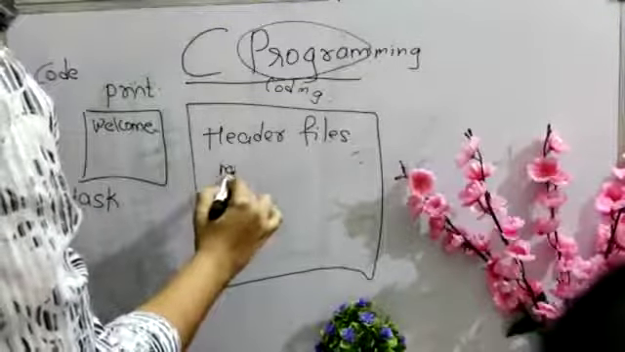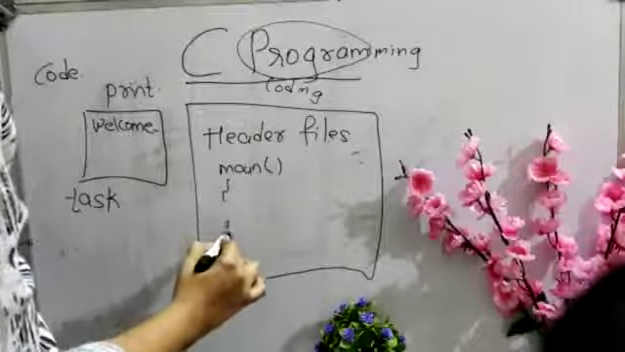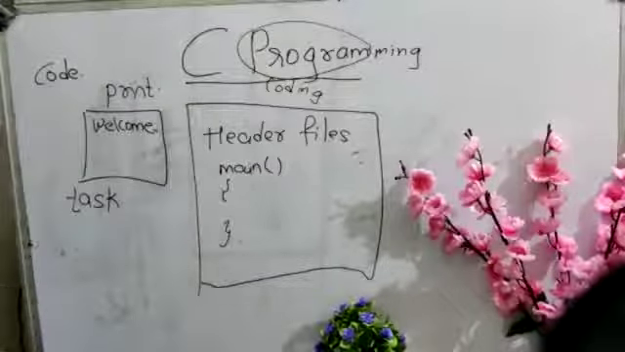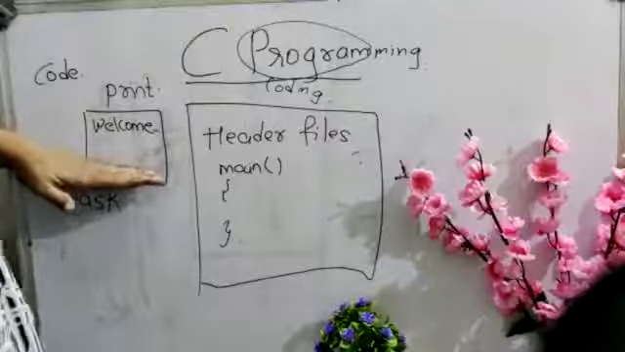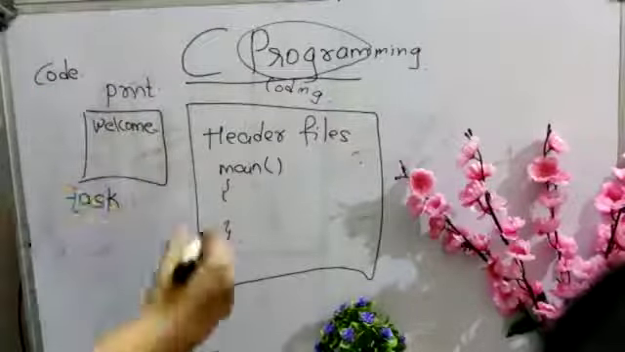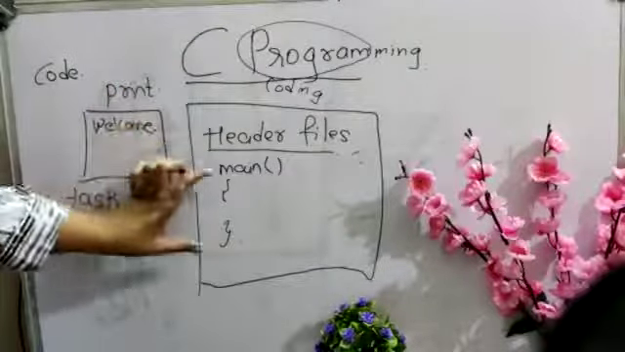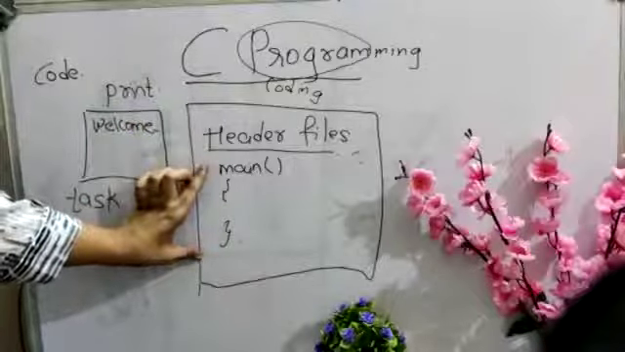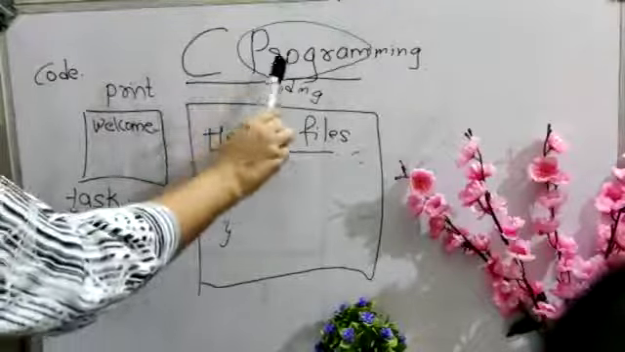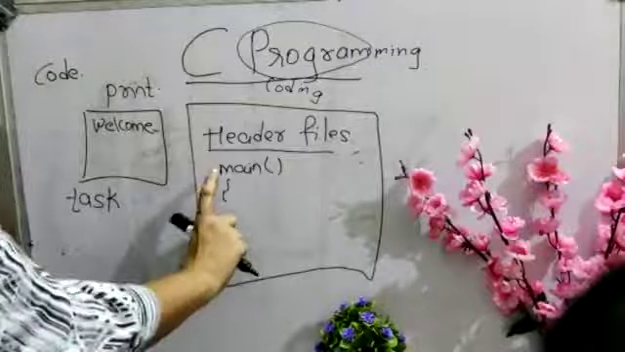Then comes your main function, with curly braces. This will be the format. If you want to write any program in C programming, this will be the format. You have to first include the header files, then comes your main function. As stated earlier, C programming consists of functions.